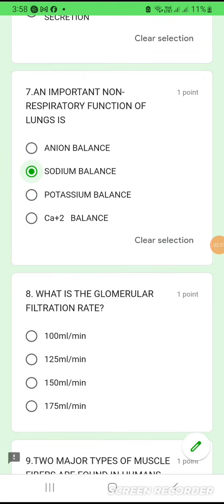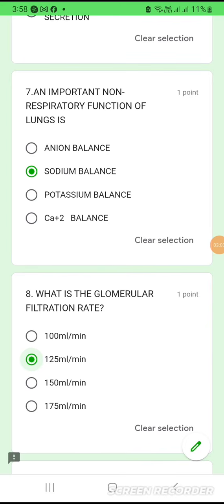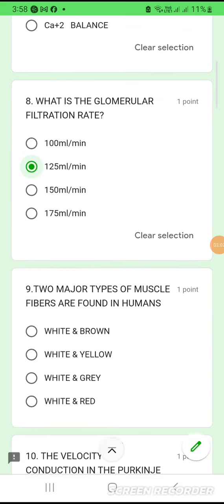Eighth question, what is the GFR? Okay, so glomerular filtration rate. How much is it? Per minute it is being asked. 100, 125, 150, 175. The correct answer is 125 ml per minute.